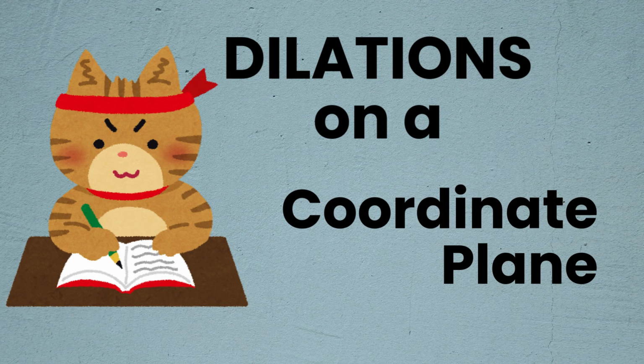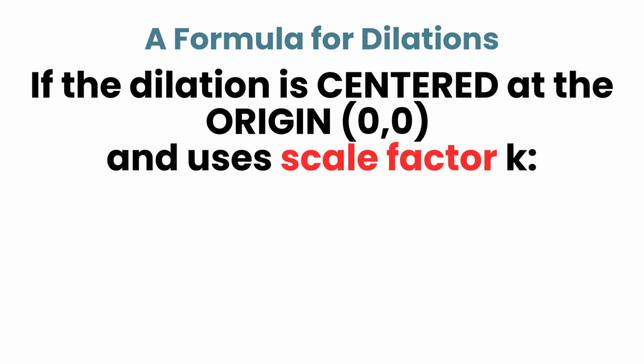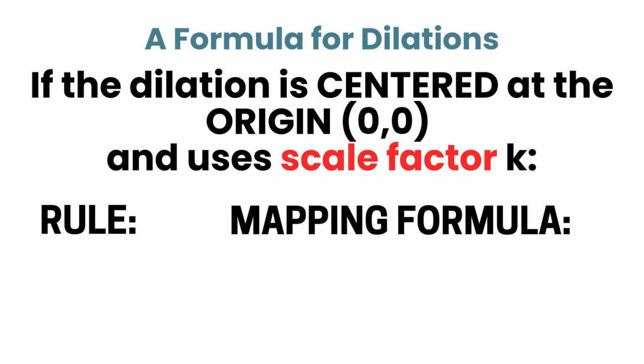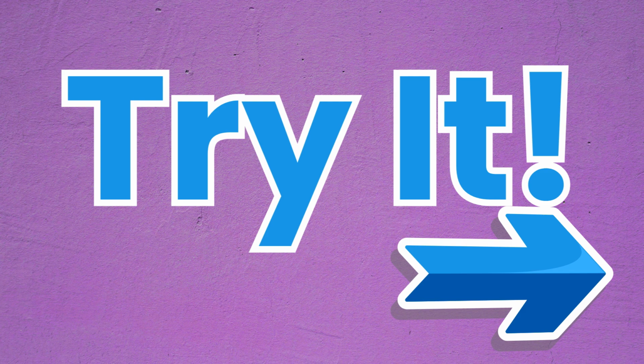Now let's look at dilations on a coordinate plane. This is going to have a rule just like our transformations before. If the dilation is centered at the origin, that's the point 0, 0, and uses the scale factor k, then our rule is that we're going to use the capital letter D with a subscript of K. Sometimes you'll also see it with O for origin. Then our mapping formula is that (x, y) maps to (kx, ky). We just multiply.